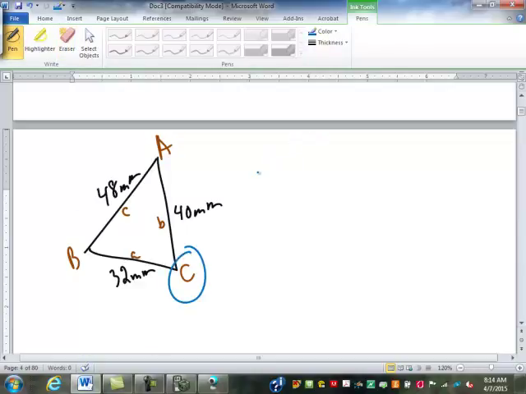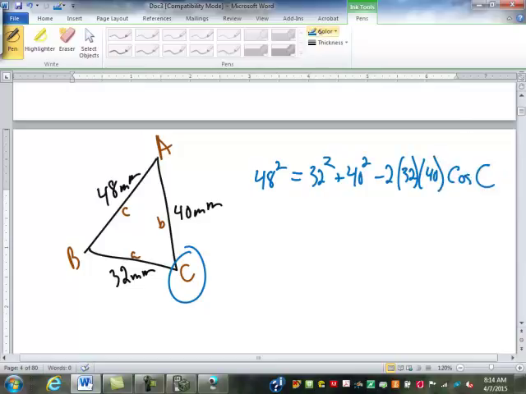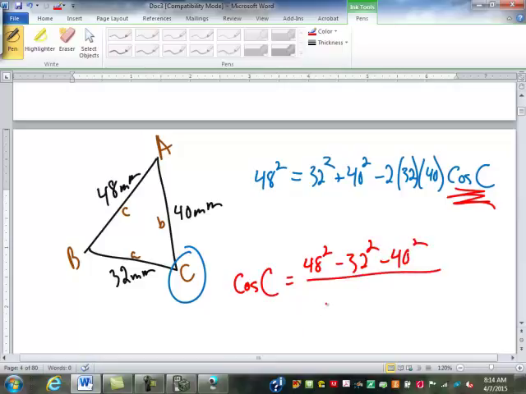I know 48 squared equals 32 squared plus 40 squared minus 2 times 32 times 40 times the cosine of angle C. So I can now solve this for the cosine of C and do an inverse cosine. Or I could rewrite the whole thing like this. Cosine of C equals 48 squared minus 32 squared minus 40 squared, divided by negative 2 times 32 times 40.